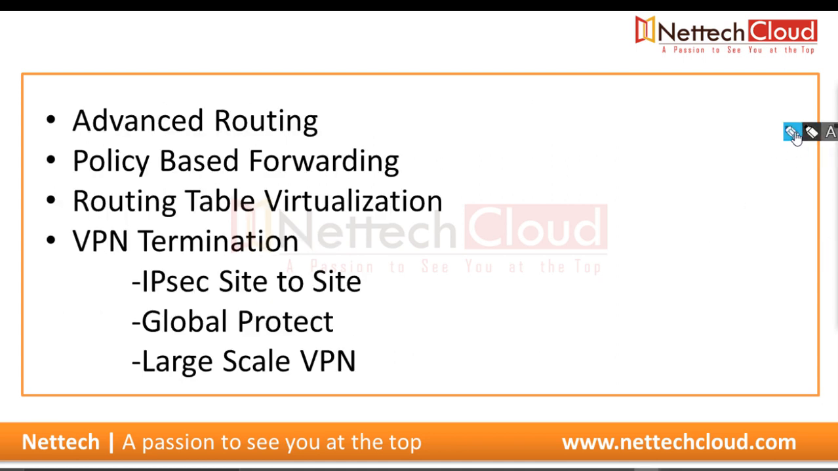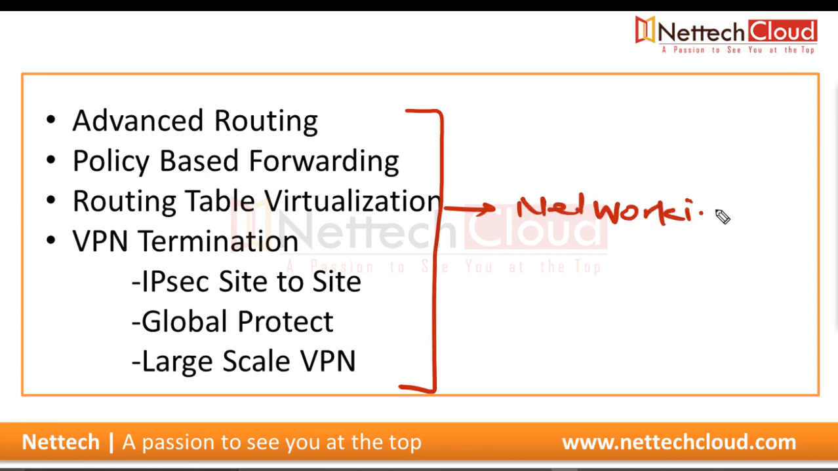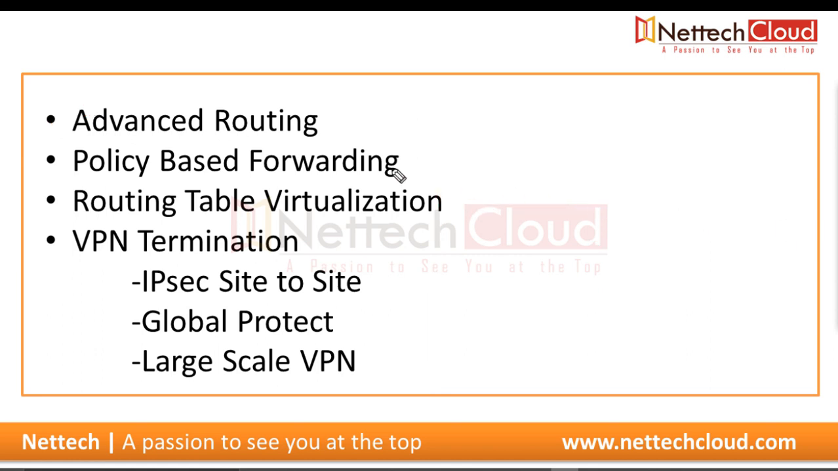Let's move on. The next one is a routing feature. Networking, I mean, not routing, in fact, networking. So in networking, in Palo Alto firewall, there is advanced routing. And what do I mean by advanced routing? Advanced routing is that in Palo Alto firewall, we can configure both unicast and multicast routing.